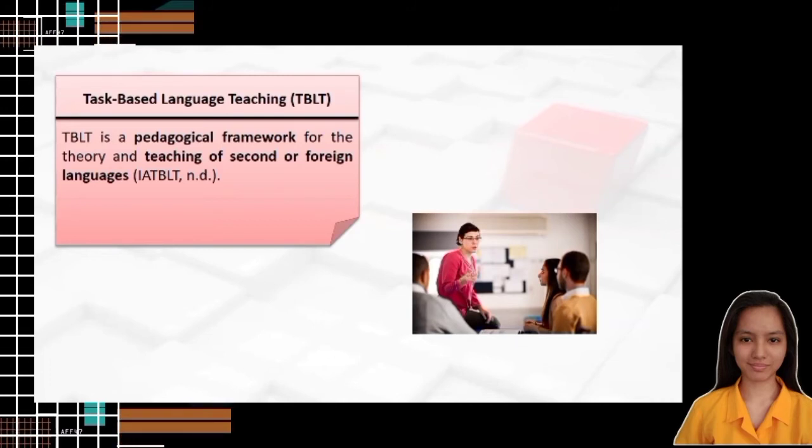For instance, I am a Filipino. My L1, or my first language, is Tagalog, and my second language is English. This is just an example. In school, teachers apply various methods or different kinds of approaches to teach learners the target language, and in this case, the target language is English.